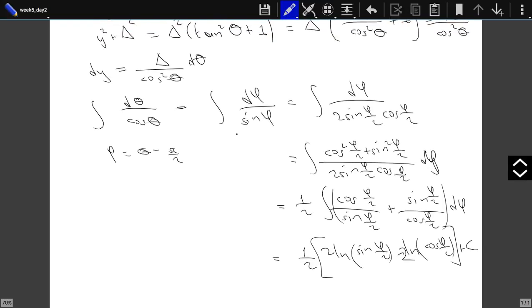Now, rather than just trying to remember what the integral of 1 over sine phi is, I personally find it easier to remember the tricks that I use to evaluate it.